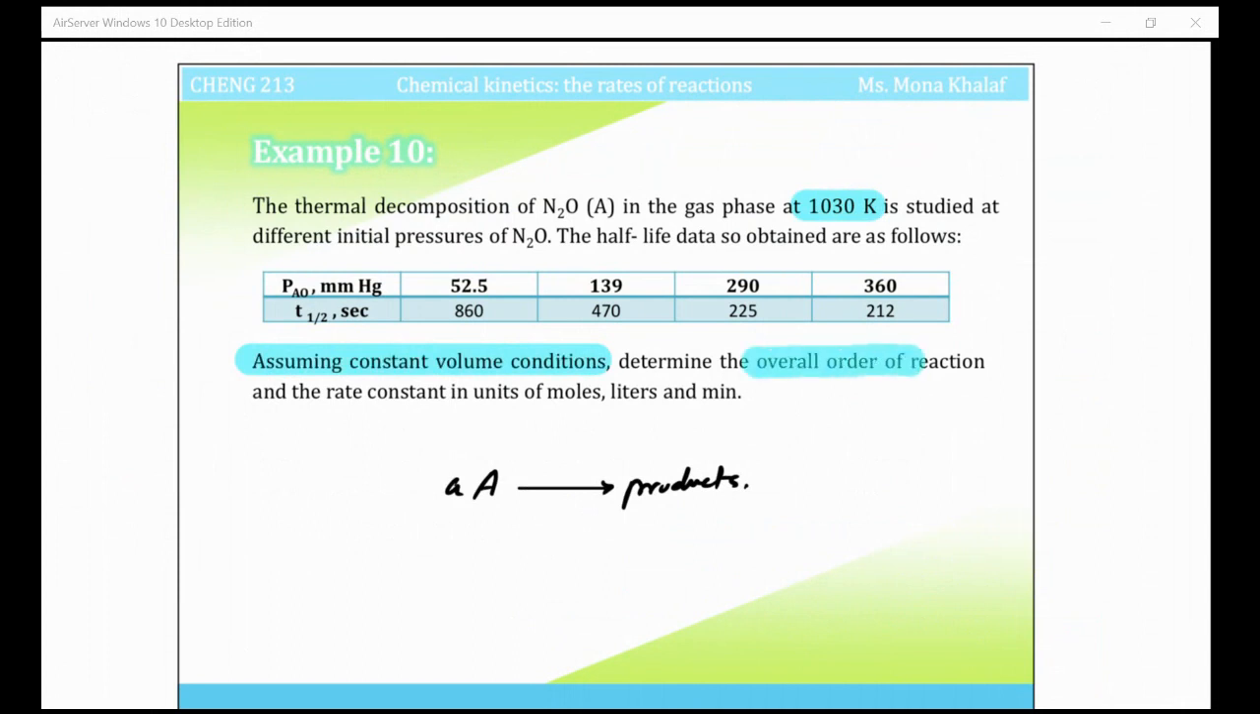We want to determine the order of reaction. We want to determine the rate constant, but the units must be moles, liters, and minutes, noticing that the time is in seconds and the pressure is in millimeters of mercury. So what do we do? As I said, we always have to derive all necessary equations.